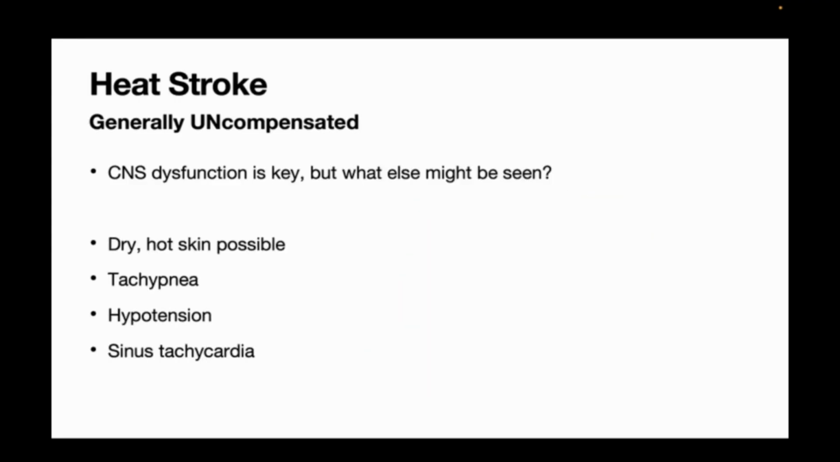So what else might you see in these patients when they have CNS dysfunction? They'll have dry, hot skin possibly, although they could still be sweating. That's not a guarantee. Tachypnea, hypotension, sinus tachycardia. So if you remember how we were talking about how you need to support them, there's cardiovascular support. You need to correct metabolic derangements and also get the heat out of them.